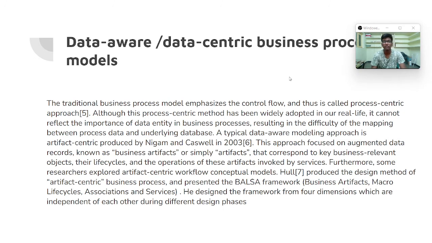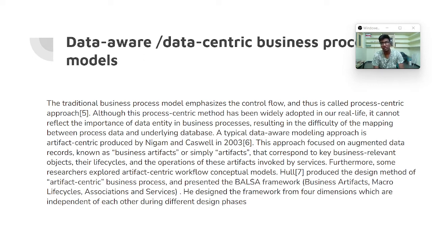Data aware slash data centric business process models. A traditional business model emphasizes the control flow and thus is called a process centric approach. Although this process centric method has been widely adopted in real life, it cannot reflect the importance of data entity in business processes, resulting in the difficulty of the mapping between process data and underlying database.